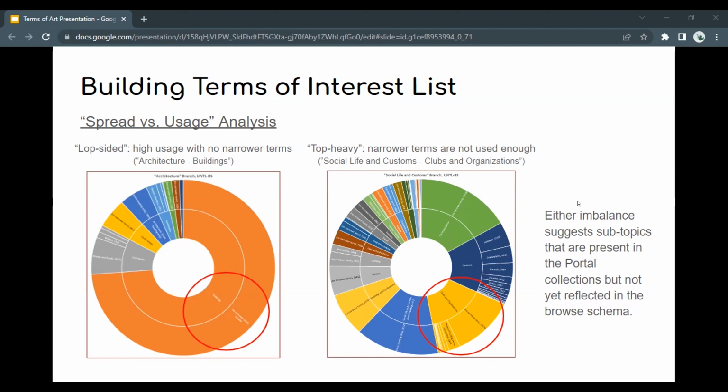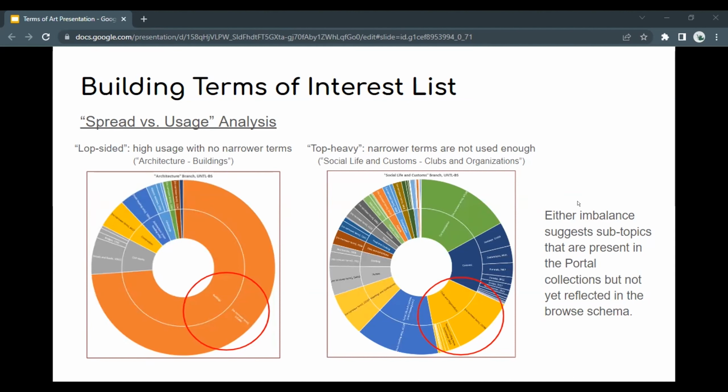The second kind of imbalance that I saw were top-heavy terms, which did have narrower terms under them, but were still retaining a large number of the usages from their branch. One example of this is the term social life and customs, clubs and organizations.